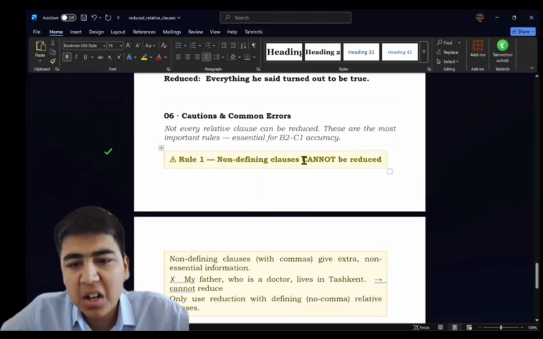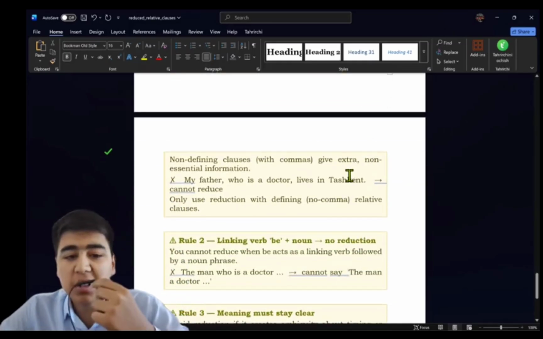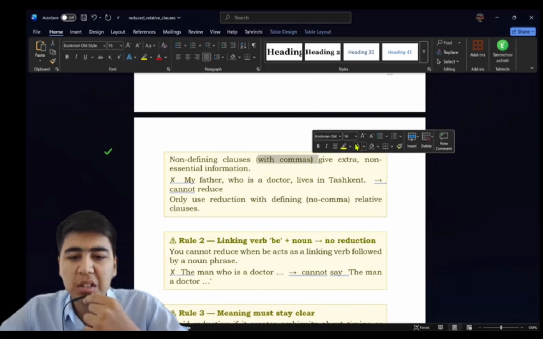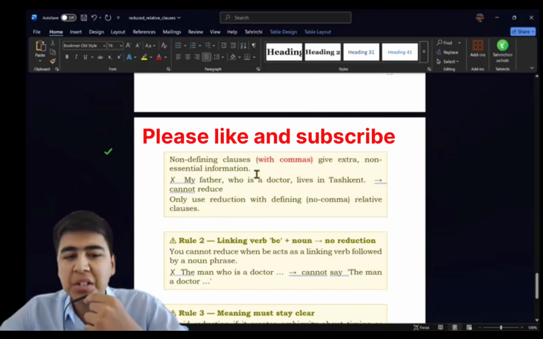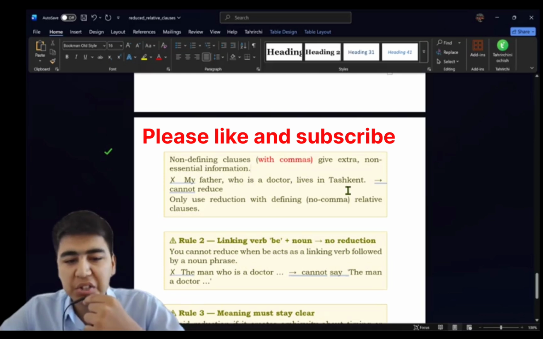Non-defining clauses cannot be reduced. So if you see a comma in your relative clauses, we cannot remove and reduce it, okay? With commas, pay attention to this part, guys, because it gives extra information and it's a non-essential information type. For example, my father, who is a doctor, lives in Tashkent. So my father, who is, we cannot reduce this part at all.